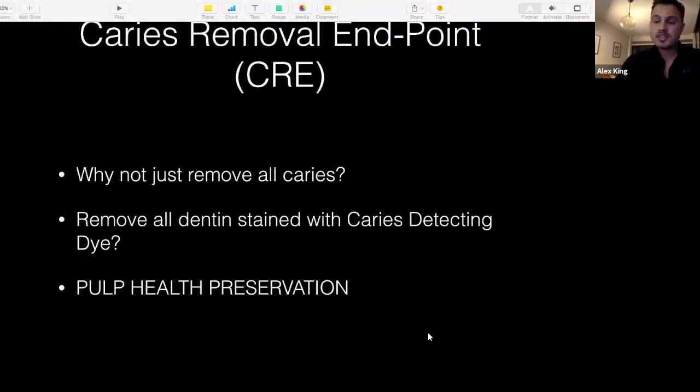Okay, as I just said, we can identify areas where we should maybe leave affected or infected dentine, and this is something called a caries removal endpoint. Why don't we remove all the caries? Well, we can if it's a very minimal restoration, but in restorations with deep dentine, where caries is deep towards the pulp, we want an idea of what parameters we should be leaving and sealing dentine caries in at. Obviously this is for the purpose of pulp health preservation.